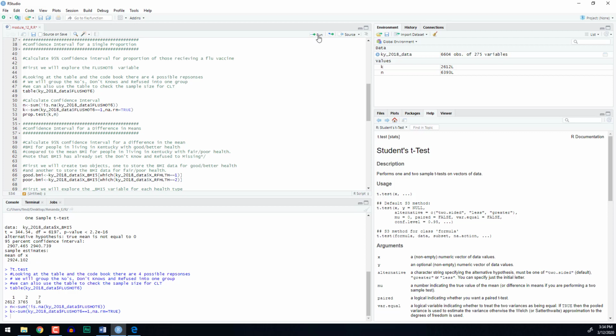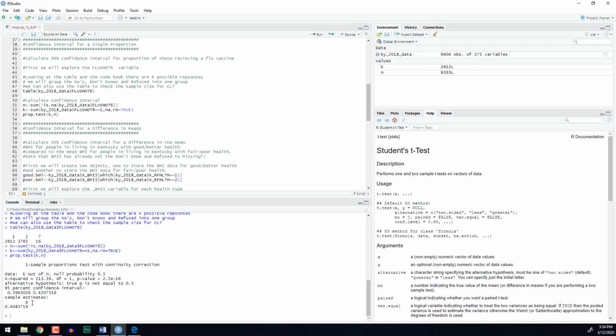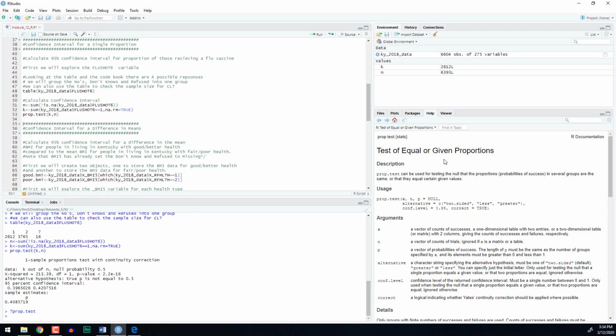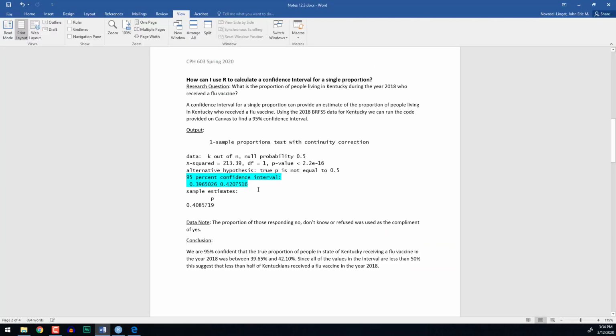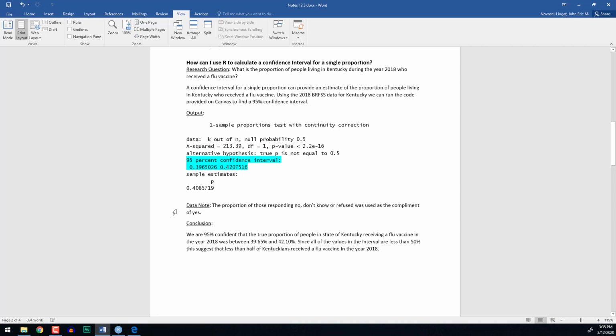So running this, we get some output that looks similar to what we saw before, and notice that part of this output is the 95% confidence interval, which is what we want. And again, if we wanted to learn more about the prop.test function, we could type in question mark prop.test, enter. And we can learn more about that function. Going back to the notes, here we have that output copy and pasted and the interval portion highlighted.